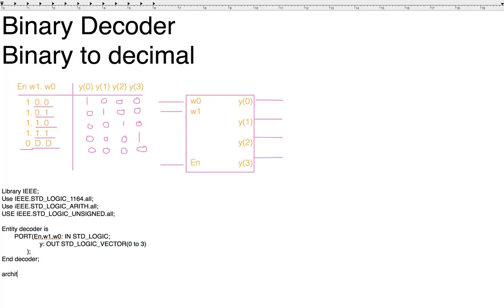And then you're going to have architecture, behavioral of decoder is, and then for the behavior of the decoder, what it's going to be is we are just going to assign it with the with select. You can also, let me see, for the when else, if we want to get some practice with that, just as a refresher on your VHDL code, let me pull it up so I know how to make sure to do that correctly for you guys.